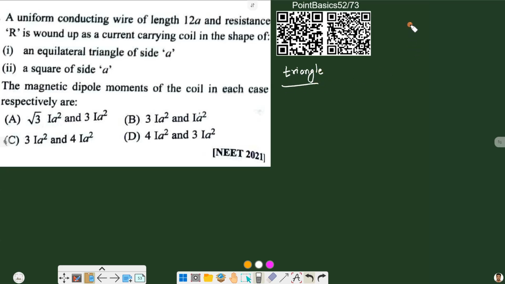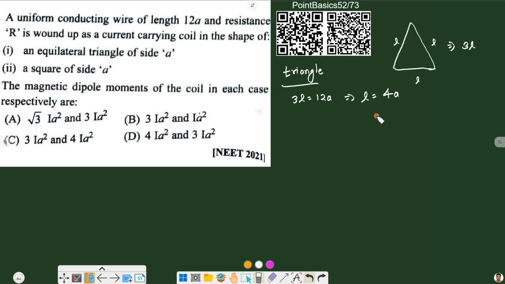Now, as mentioned, it is an equilateral triangle. So the perimeter of this triangle, if the length is L, will be 3L. And as this triangle is made of wire, the total perimeter should be equal to the total length of the wire. So we can say 3L is equal to 12A, and from that L is equal to 4A.